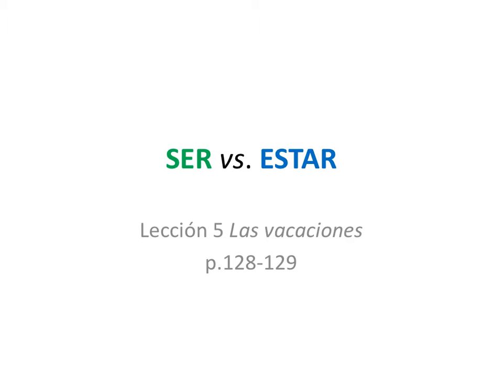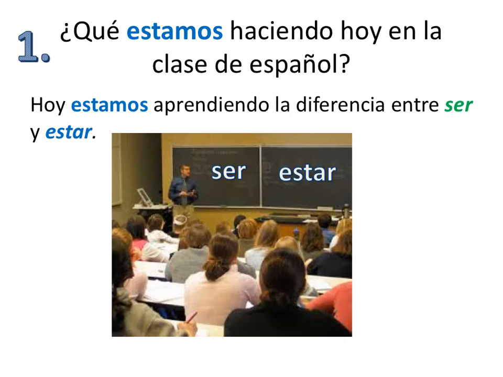28. Entonces, ser y estar. ¿Cómo se dice ser y estar en inglés? To be. ¿No? Ser y estar. En inglés, to be. So it's one verb en inglés. En español, dos verbos. Ok, número 1.